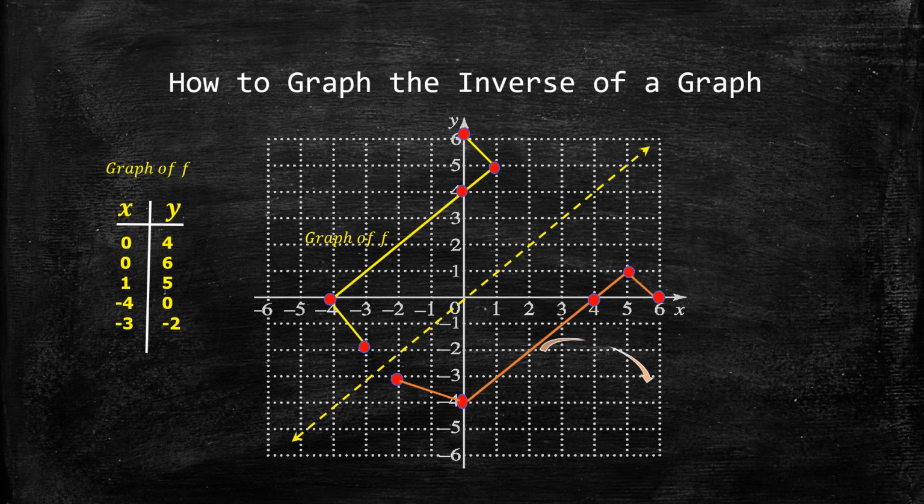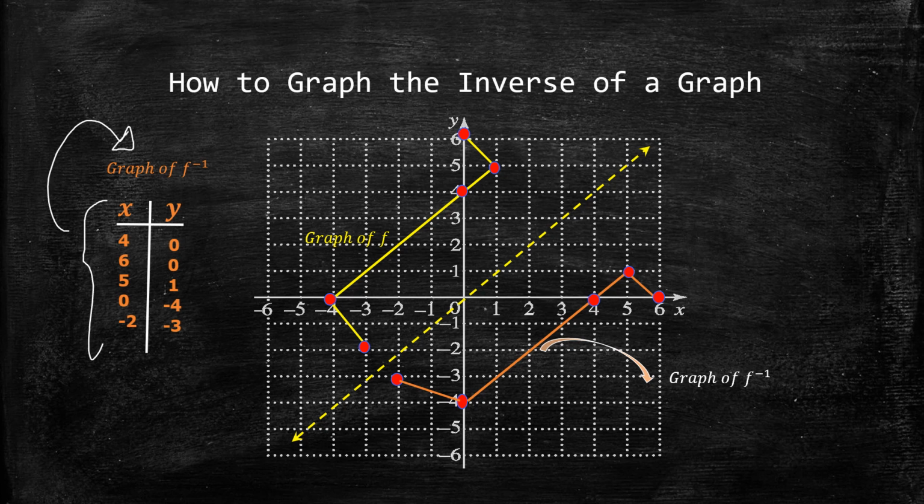So how did we draw the inverse? We took the coordinates of the first one. We switched the x and y. Now these are the coordinates of, or the points that belong to f inverse.